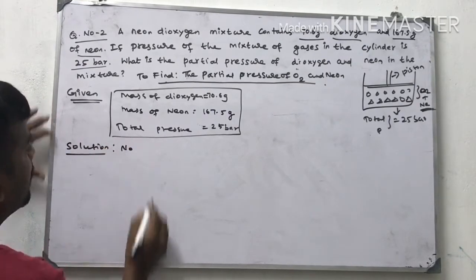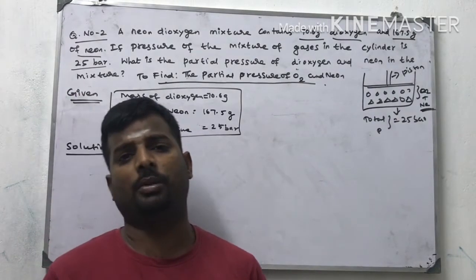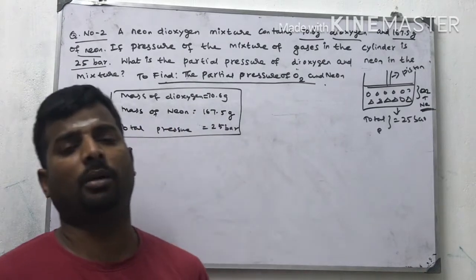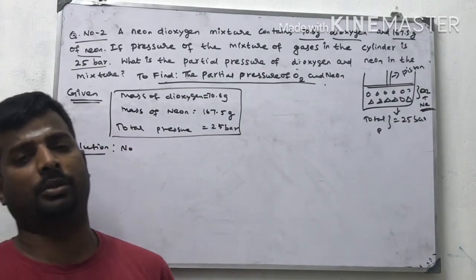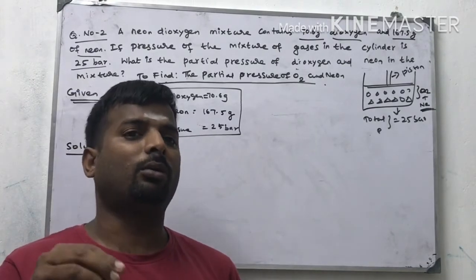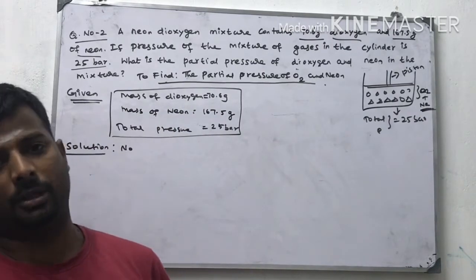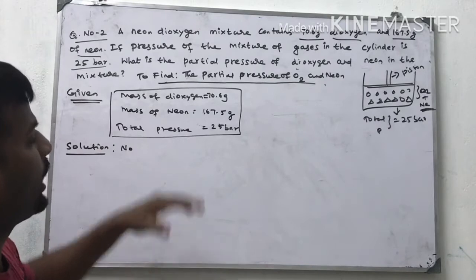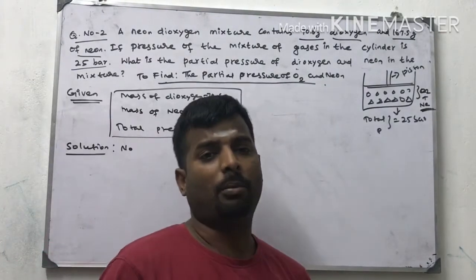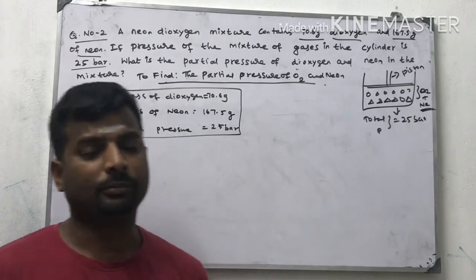Here we are going to find the partial pressure. According to Dalton's law, partial pressure is equal to mole fraction into P total. That is the formula we derived from Dalton's law of partial pressure. Air is a mixture of many gases. If we want to know the pressure of oxygen, we use Dalton's law of partial pressure. Here two gases are mixed in the cylinder, total pressure given. We want to know the partial pressure of each gas. For that the formula I already told you.